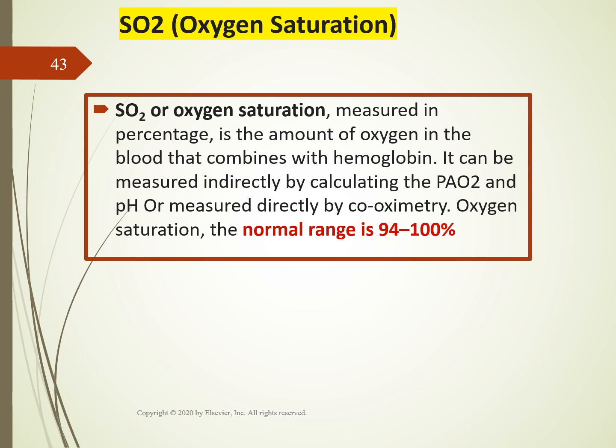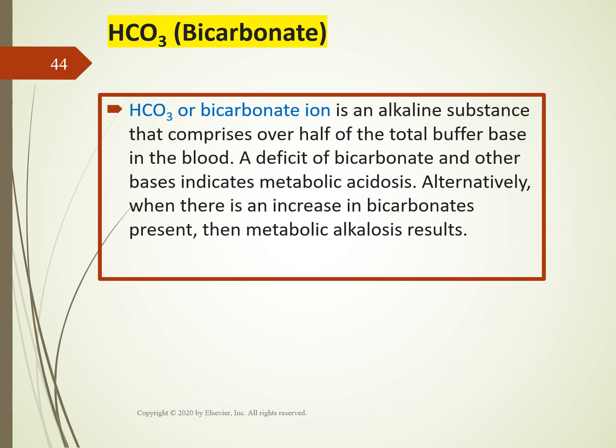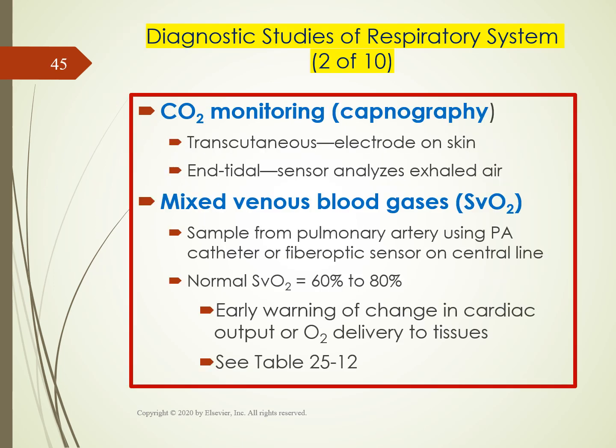Oxygen saturation, normal range is 94 to 100. Bicarb is alkaline, and typically when somebody is acidotic, they'll need some bicarb to help bring their pH level up. CO2 monitoring, or capnography: you can put electrodes on the skin, or some people that have different face masks, or if they're intubated, they'll have a little detector on it that will determine the CO2 monitoring.